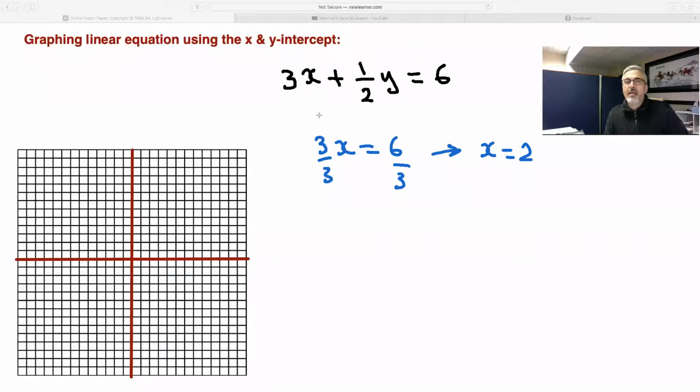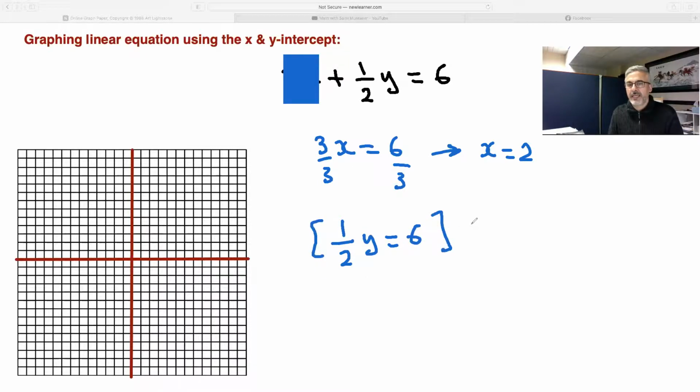And if I want to find the y-intercept, get rid of this. Now I'm left with half y equals 6, and then multiply both sides by 2 to solve for y if you like. 2 times half y is just y, and 2 times 6 is 12. So my x-intercept is at 2. My y-intercept is at 12. And then I just go ahead and graph a straight line.